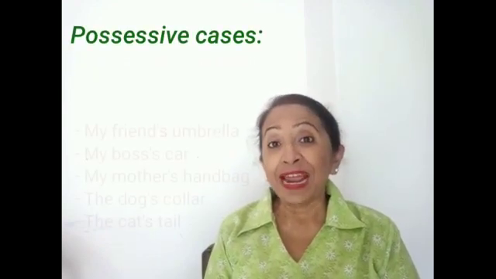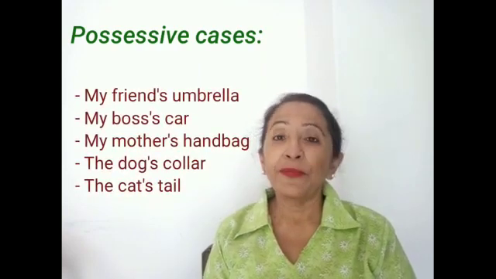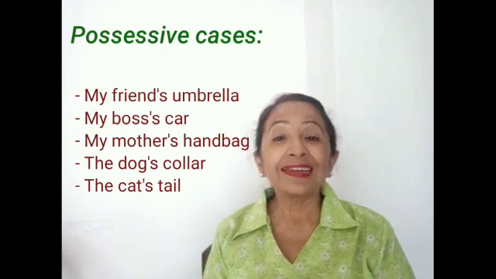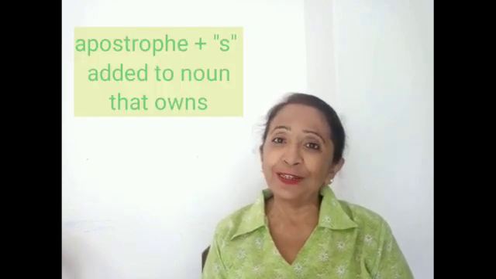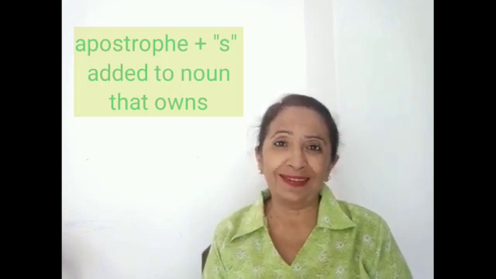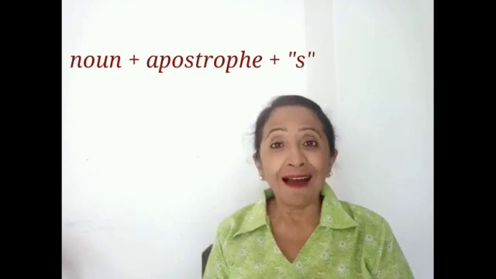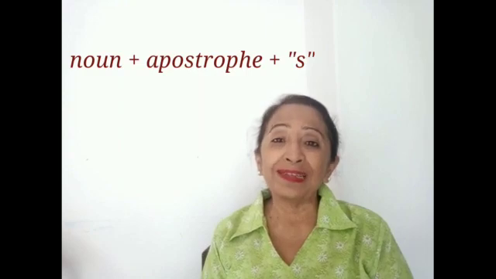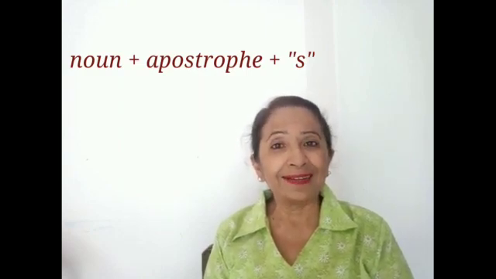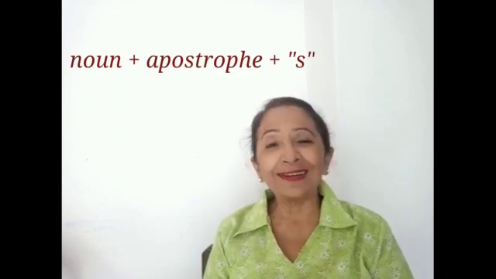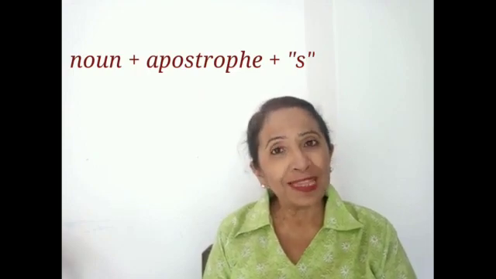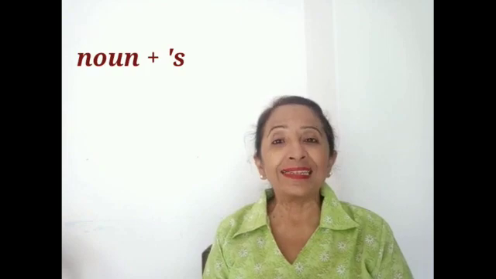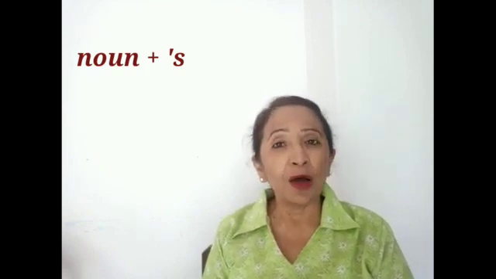For example, my friend's umbrella, my boss's car, my mother's handbag, the dog's collar, the cat's tail. What did you notice? An apostrophe plus s has been added to the noun to show that it owns something, to show ownership. My friend owns an umbrella. My boss's car, the car of the boss that he owns. My mother's handbag, my mother possesses that handbag. The dog's collar and the cat's tail. So they all own something or they all possess something. To show that, an apostrophe plus the letter S has been added to the noun that owns.